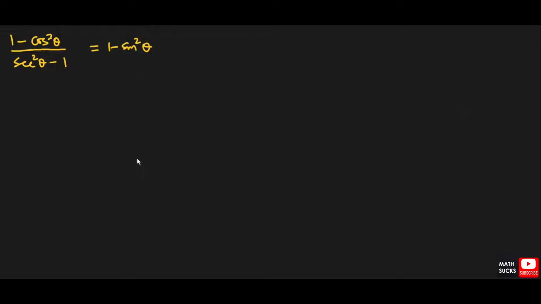So in this part, we'll try to prove, or to verify, that (1 minus cos squared theta) over (sec squared theta minus 1) is equal to 1 minus sine squared theta. So the idea is to ask yourself, where do I begin and where do I want to go? What we want to prove is supposed to be in terms of sine squared, and what we have here is cosine and sec.